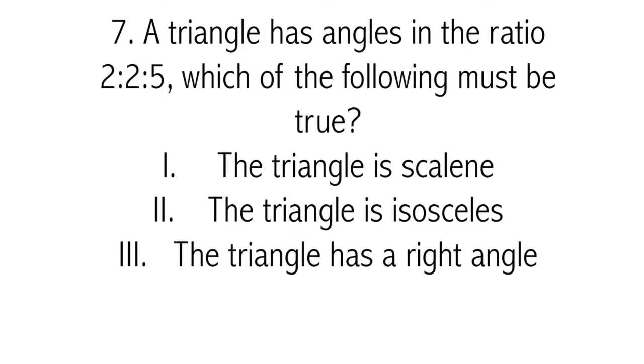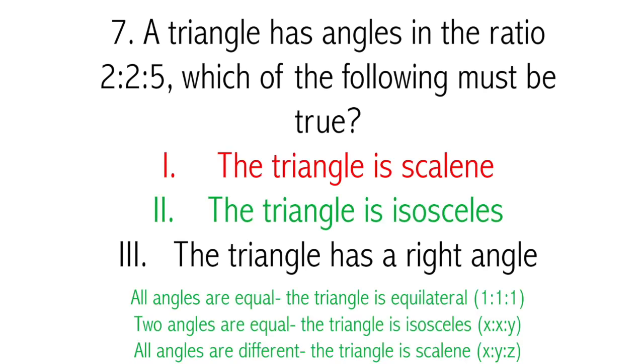You might also get questions like this. With angles, it's a pretty common question. So you might hear something like a triangle has angles in the ratio 2:2:5. Which of the following must be true? The first thing you need to realize is that if all the angles are equal, the triangle is an equilateral triangle, and the ratio of the angles is 1:1:1 because all the angles are 60. If only 2 angles are equal, the triangle is isosceles, and the ratio would be x:x:y, where x and y are different numbers. This is because 2 angles are exactly the same.